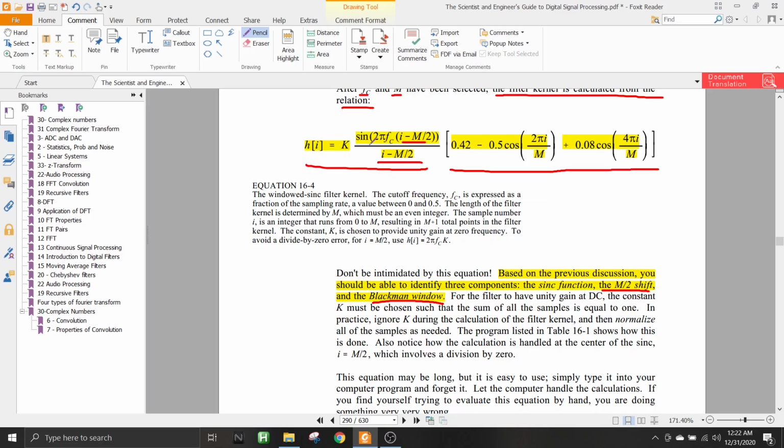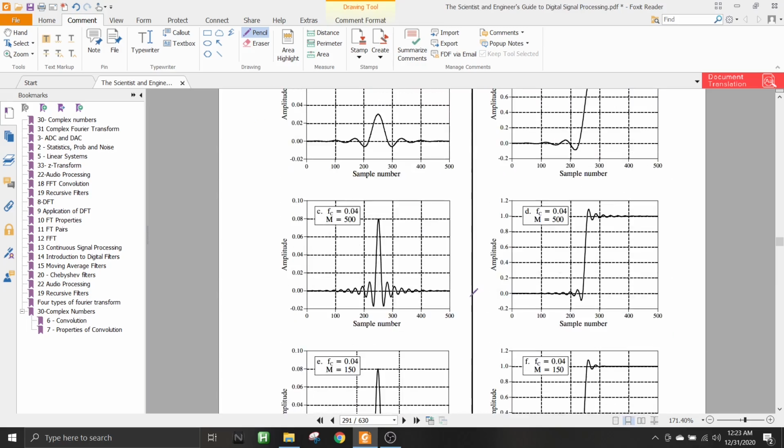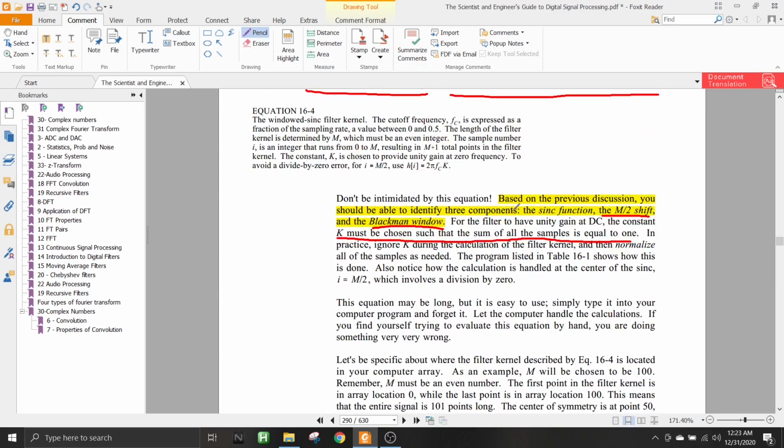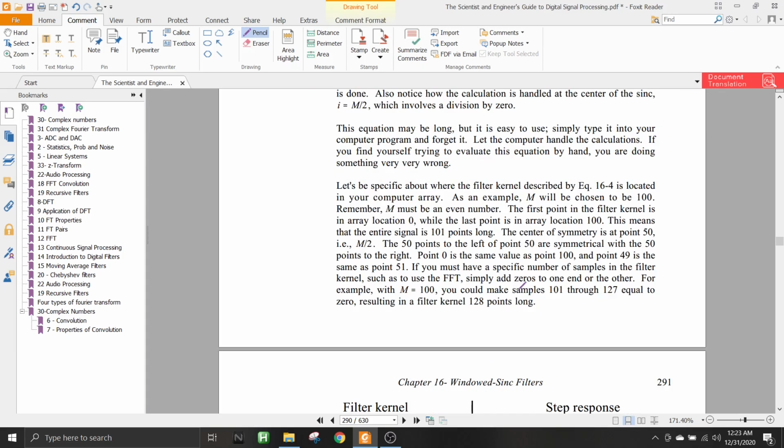Also notice that there is a k here. K is chosen such that the sum of all samples is equal to 1. That means this is just a normalization factor. So that was all about how we actually design the filter. Since we do not use the original window sinc function, this is the modified sinc function, where we incorporate all of those things: multiplying with the Blackman window, taking a particular truncated version of it, all of these things.